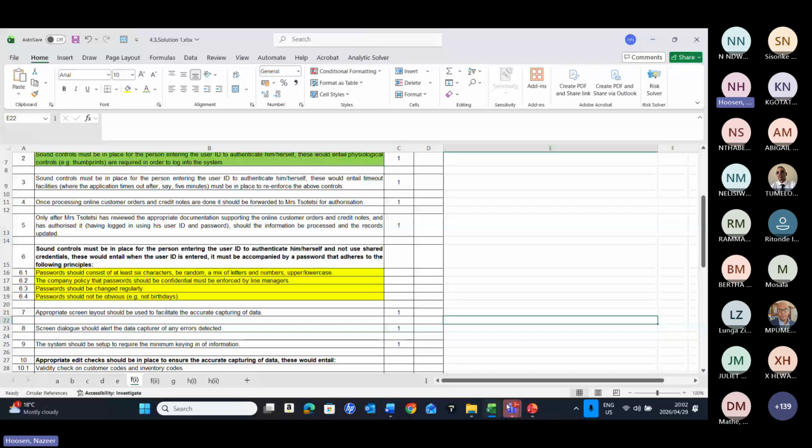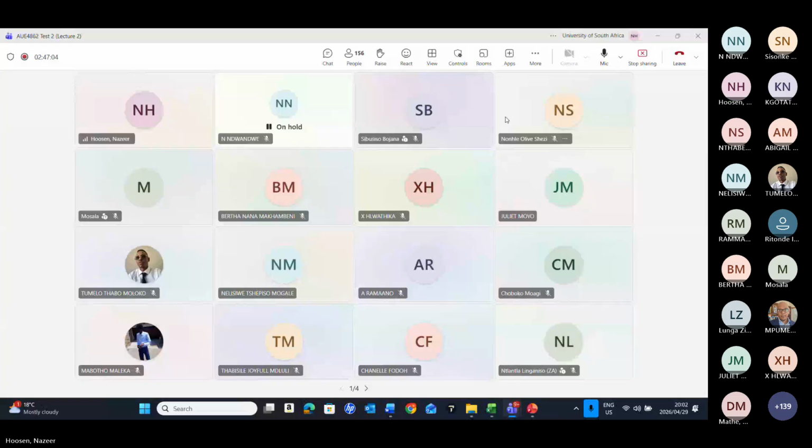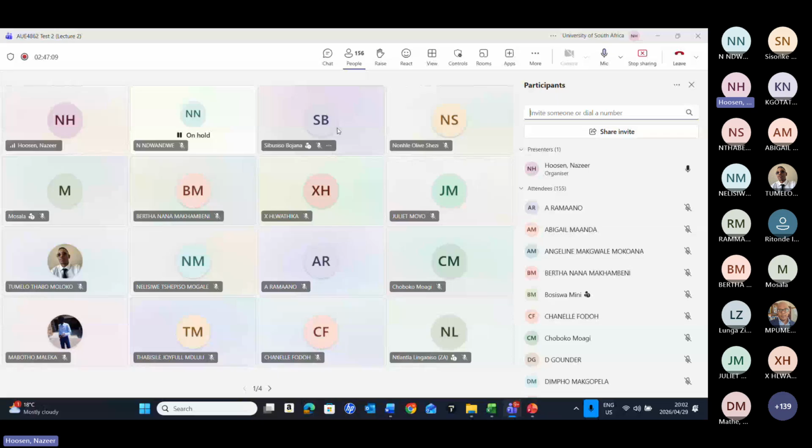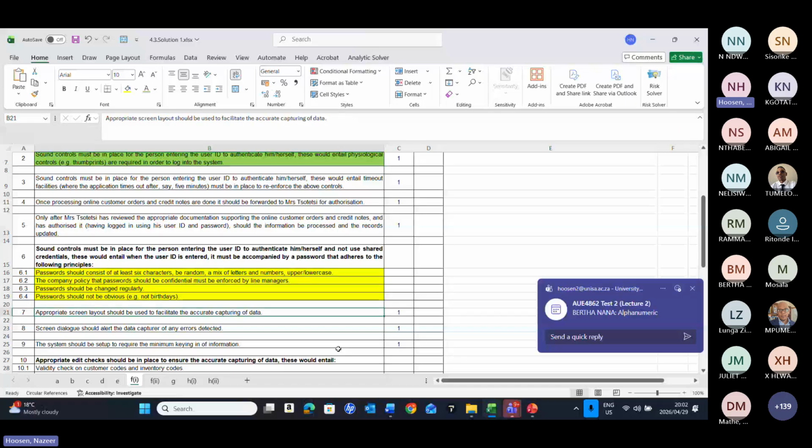Computer controls should consist of passwords. I got 6 characters, so as not to make it obvious. A password policy should be enforced, passwords should be changed regularly, and should not be obvious. Those are controls that should generally be in place for the computer environment. I also see alphanumeric popping up, and appropriate screen design, which is an easy mark. You're always going to find this in the computer environment: screen dialogues to assist you.